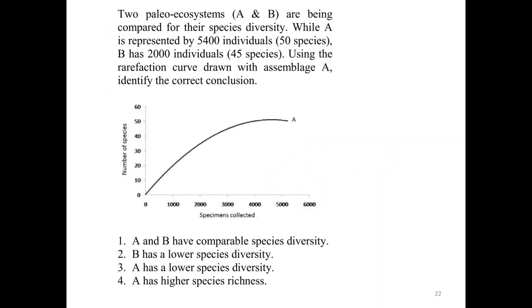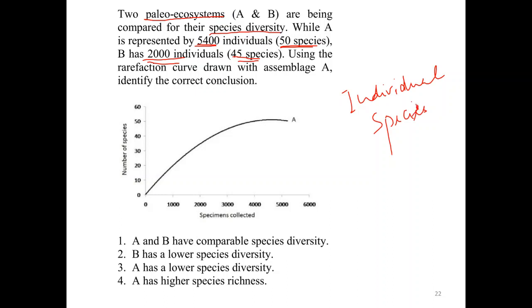Two paleo ecosystems A and B are being compared for their species diversity. While A is represented by 5,400 individuals, 50 species, B has 2,000 individuals and 45 species. Using the rarefaction curve drawn with assemblage A, identify the correct conclusion. Alright. So before going to the options, let us first look at what the question is asking. The question is talking about two paleo ecosystems and their species diversity. Remember, there is a difference between individual and species.